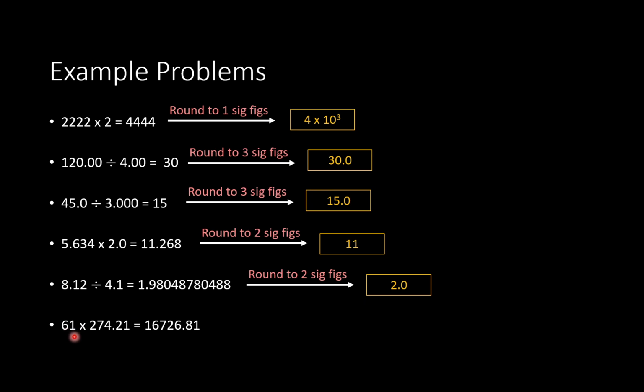Last, we have 61 times 274.21. This gives us 16,726.81. Since 61 has the fewest number of significant figures, being 2, we will round our answer to 2 sig figs, giving us 1.7 times 10 to the power of 4.